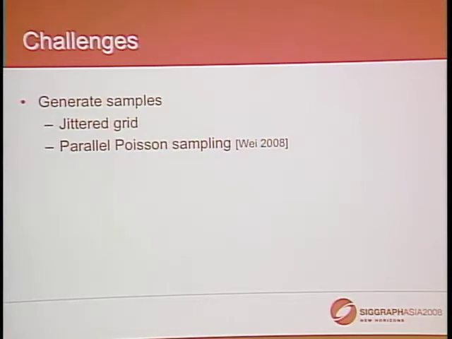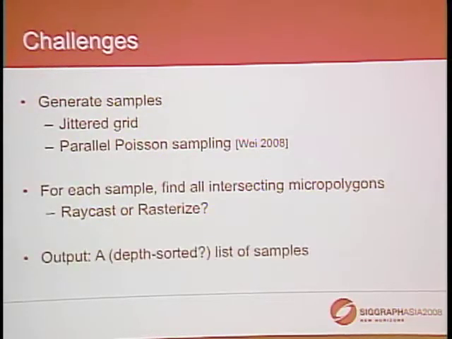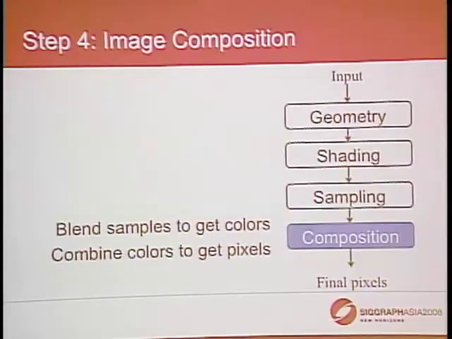Li Yiwei did some cool work at SIGGRAPH last year that actually generated a Poisson sampling pattern and was able to do that using the GPU in parallel, which is really cool. And so that's potentially a good way for us to take good Poisson samples, good blue noise samples. We have to do all the intersections with the micropolygons, so that's an issue. And then our output here is this list of samples, and the final challenge is how do we put those all together?